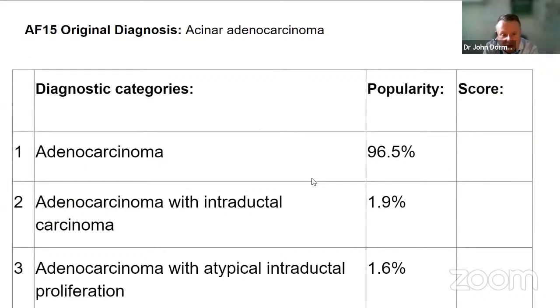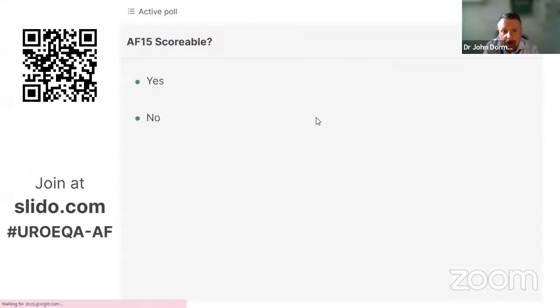So 96.5% of us thought it was adenocarcinoma. In fact, everyone thought it was adenocarcinoma, with a small number of people wondering whether there was intraductal carcinoma there or not. That wouldn't necessarily be important in this case because there's lots of Gleason pattern 4 in there. Some people were wondering about AIP with those expanded glands as well. But all of us called it adenocarcinoma. So it's scoreable. I would suggest that it easily is.